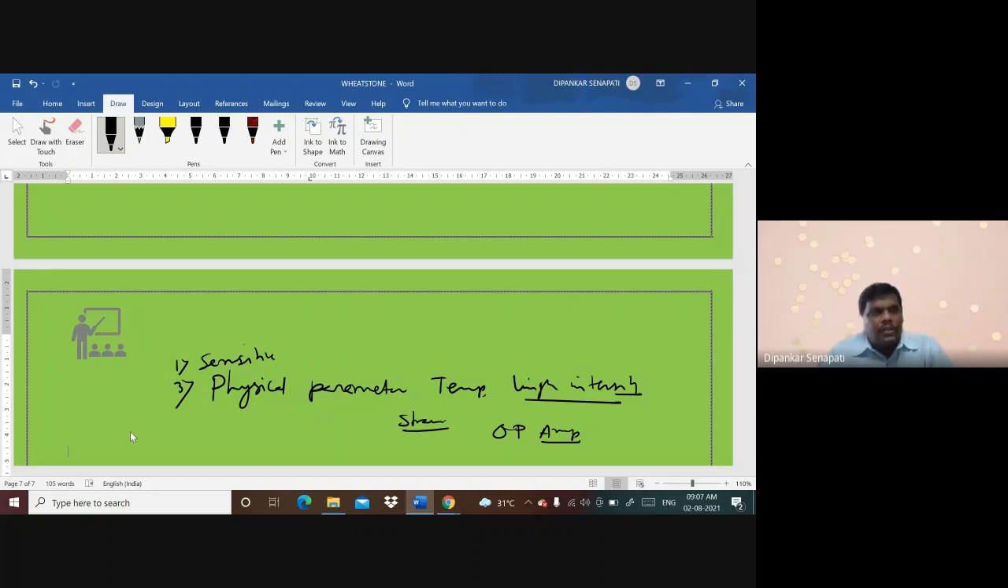So thank you very much. I hope you could understand how to solve problems on Wheatstone bridge. This is a very important topic for your board examinations as well as entrance examinations. And these are the basic concepts. Now you can design yourself one Wheatstone bridge for the accurate measurement of unknown resistance. Thank you very much.